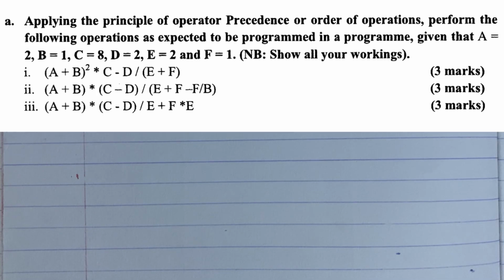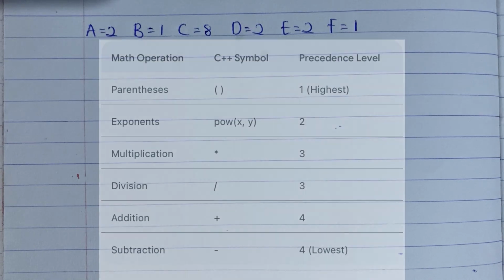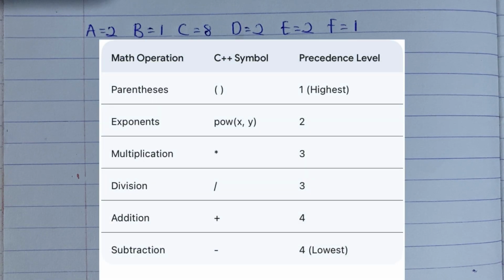Applying the principle of operator precedence, perform the following operations as expected to be programmed in a C++ programming language, given that A is 2, B is 1, C is 8, D is 2, E is 2, and F is 1. So this is the operator precedence for C++.